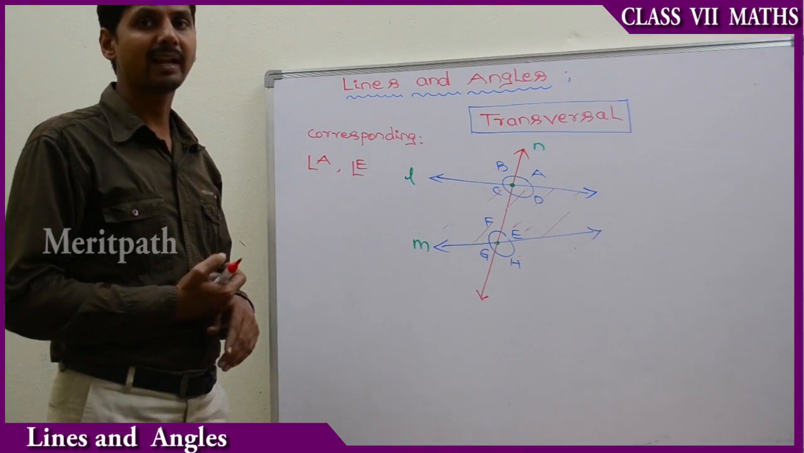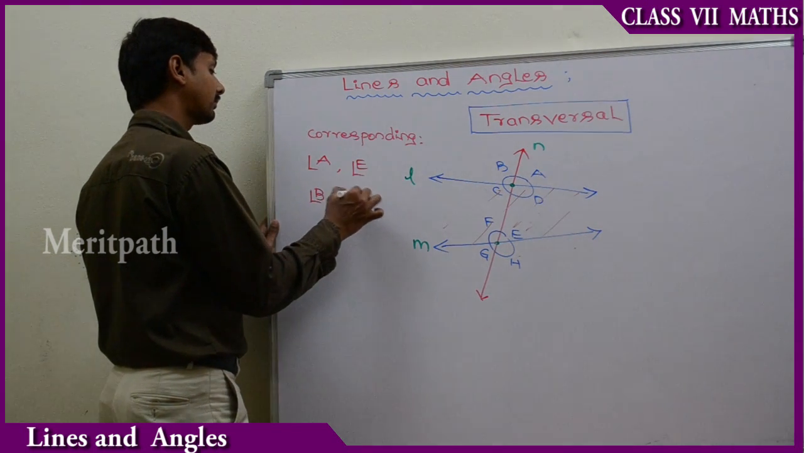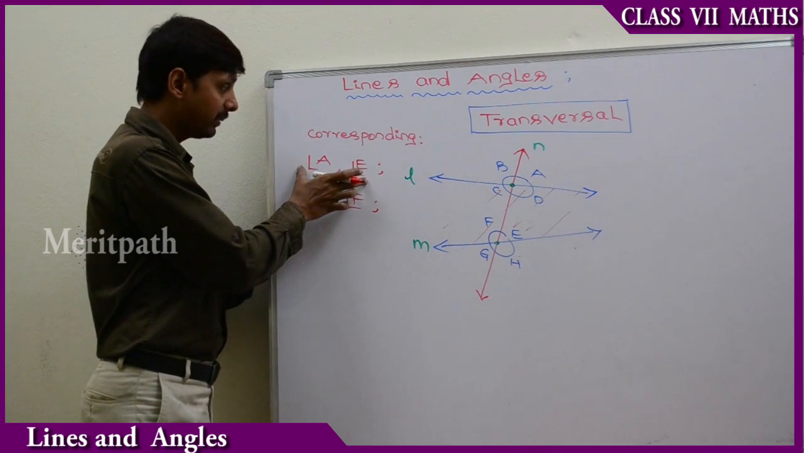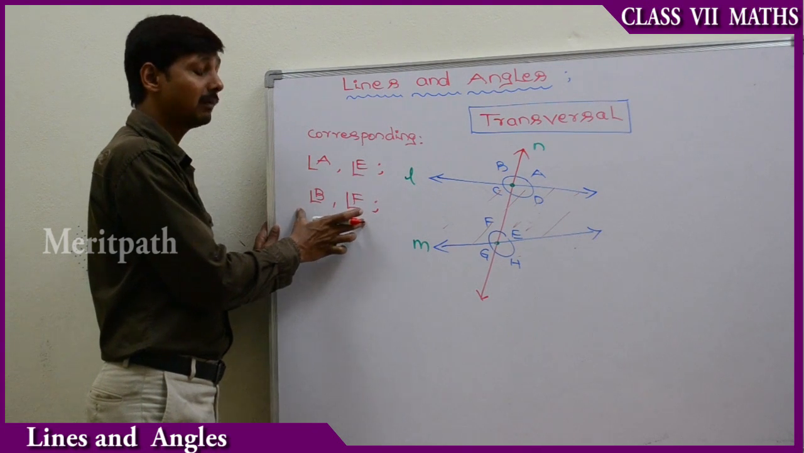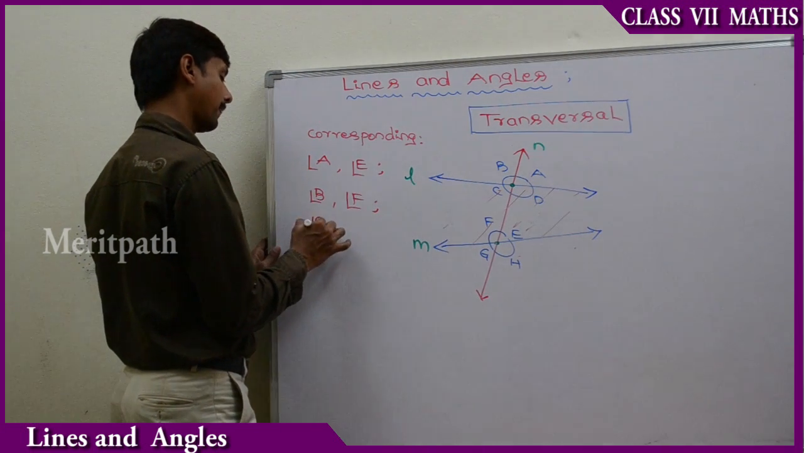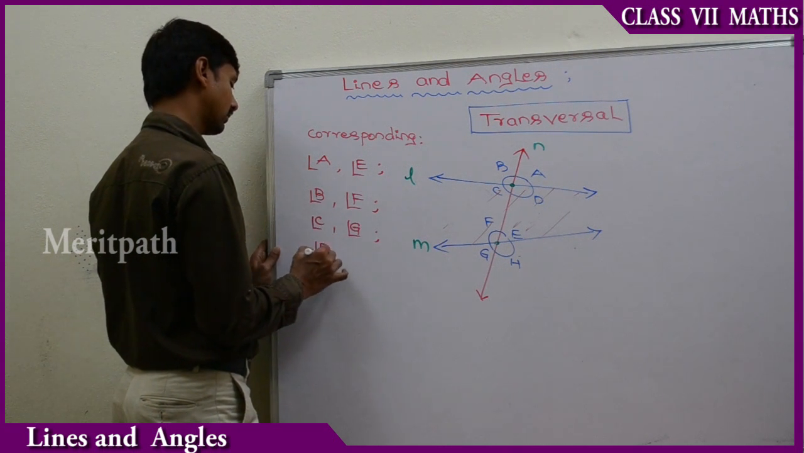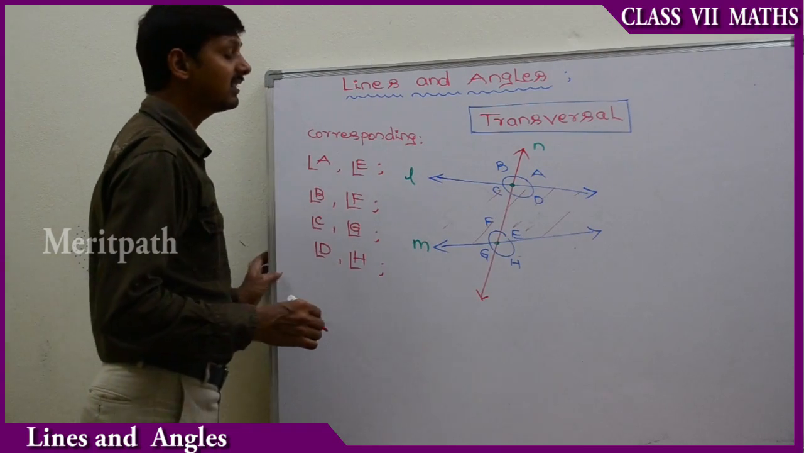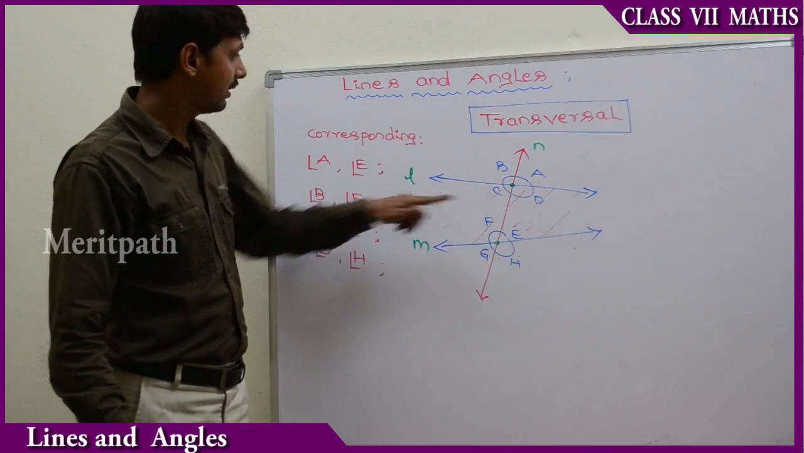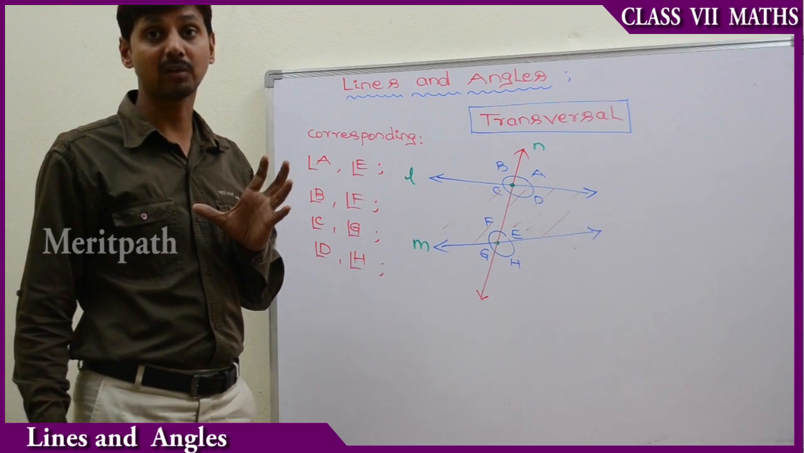Let's find all the corresponding angles in this transversal line. Angle B and angle F are corresponding angles, and angle A and angle E, and angle C and angle G, and angle D and angle H. So these are the angles formed here, and all these pairs are called corresponding angles.